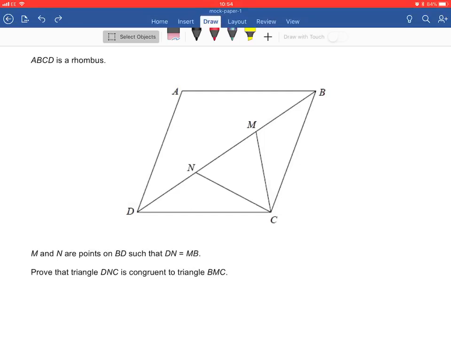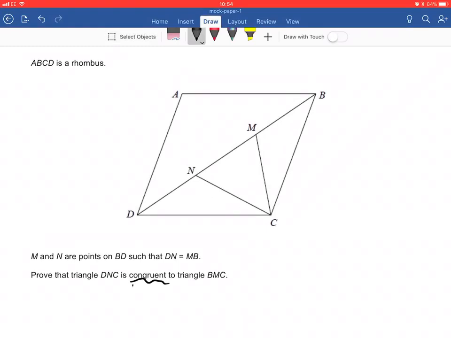Hello again, guys. Let's have a look at this congruence question. Again, it's a topic that there doesn't seem to be a clip number for you guys on Haggerty. So let's look at this exam question.